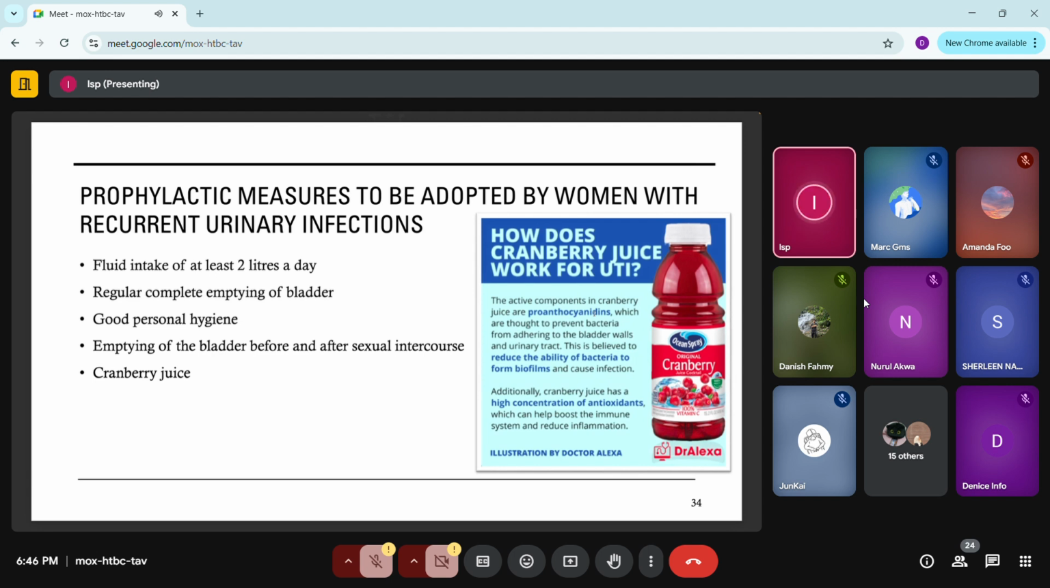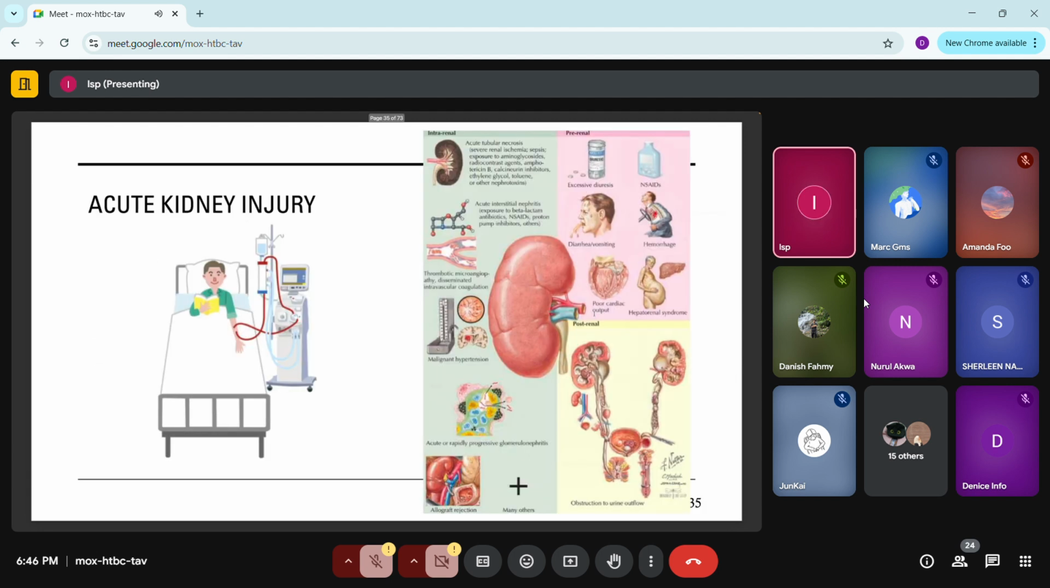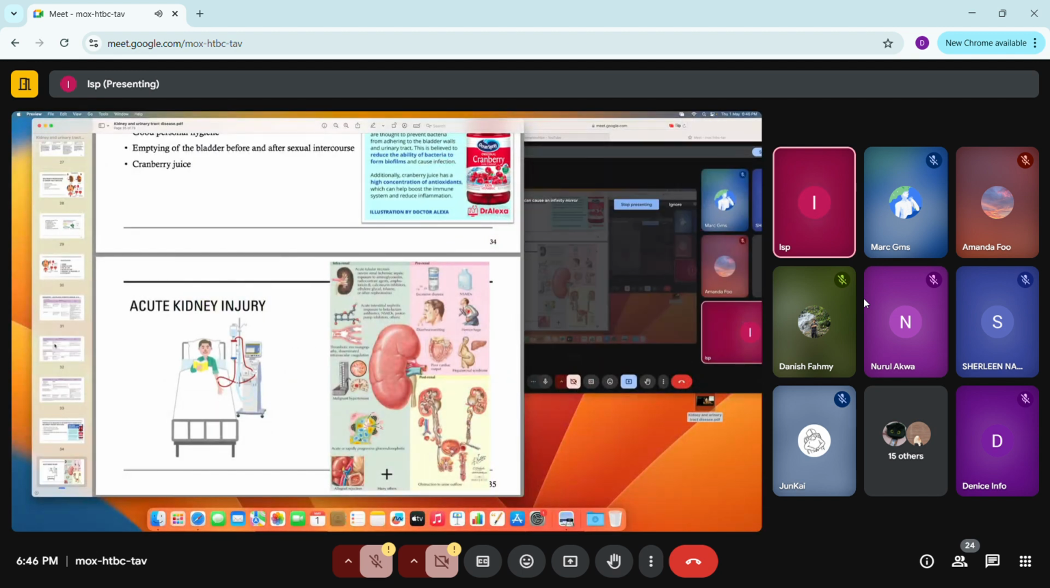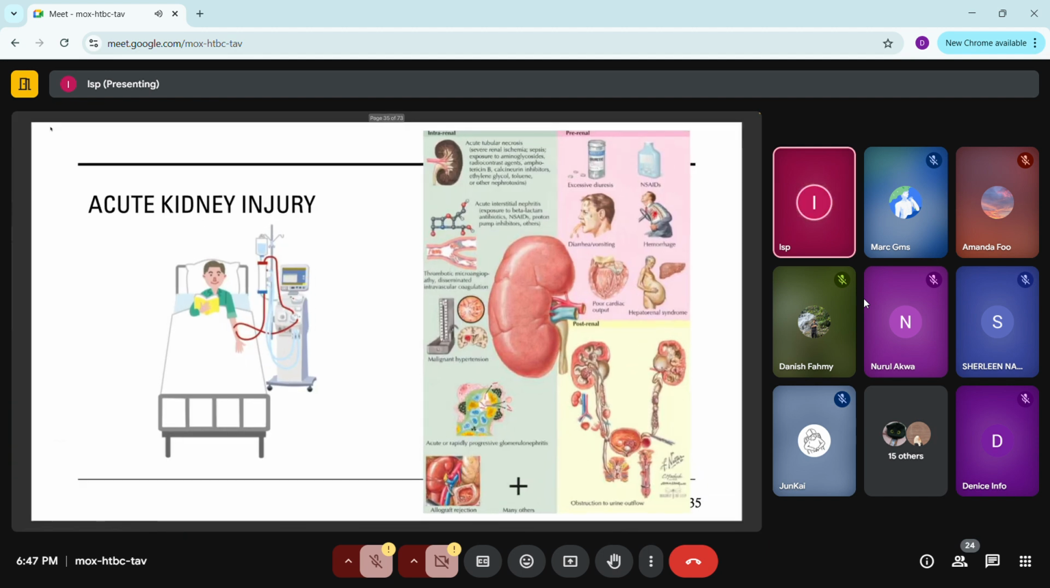Okay, then we will move on to talk about kidney injury. Okay, where are we now? Oh, we are just half of it. Okay. So the next half we'll talk about kidney injury and also end-stage renal disease.